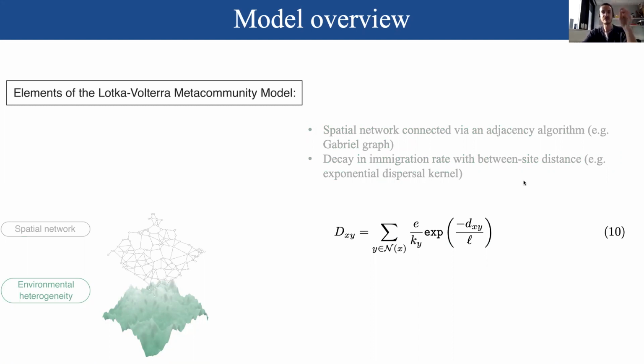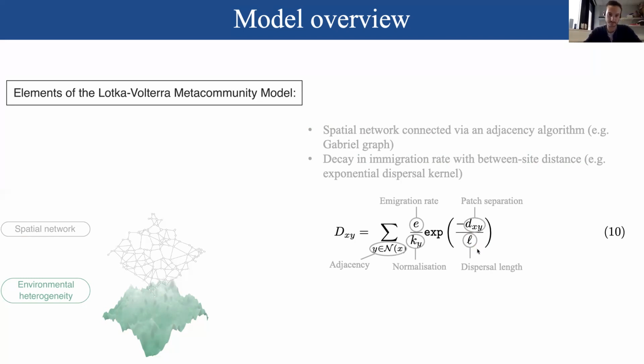We then generate a spatial network, for example, by sampling the coordinates of our local sites, and then we link those coordinates with some adjacency. Here I'm showing a Gabriel graph, which is one that we commonly use to define the connectivity of our model landscapes. Dispersal between connected sites is then modeled using an exponential dispersal kernel. So the rate of immigration between sites decays exponentially as a function of distance between those sites. Again, we have a parameter L here, which controls the dispersal length. And again, this is fixed for all species within a given metacommunity.